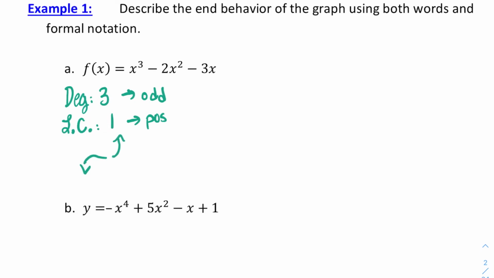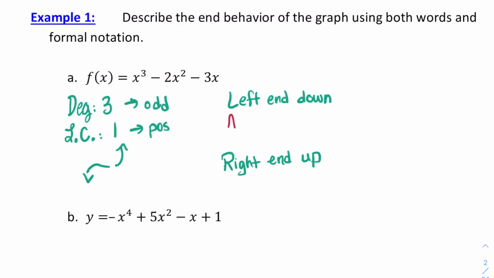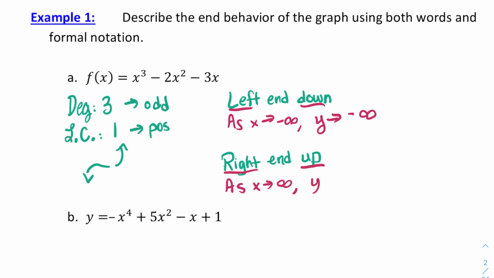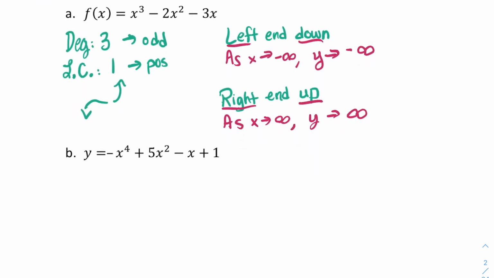So you could look back at your chart, but that means ends are going opposite directions, and it's going to go up as you go towards the right since it's a positive leading coefficient. So I'm going to write it in words here. We know my left end is going downwards, my right end's going upwards. To describe going to the left, I'm talking about my x values approaching negative infinity, and my y values are going down towards negative infinity too. On the right side means x's are approaching infinity, if my y values are going towards infinity, that indicates it's going up.